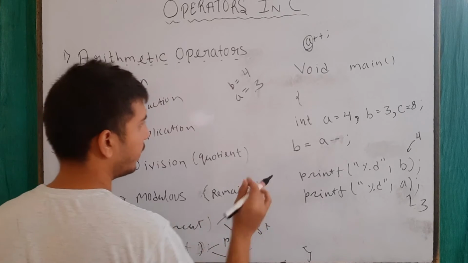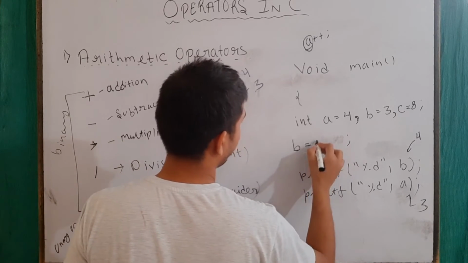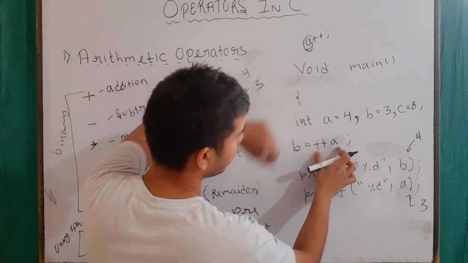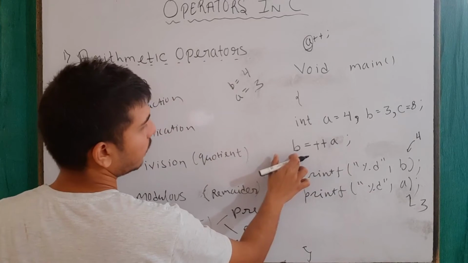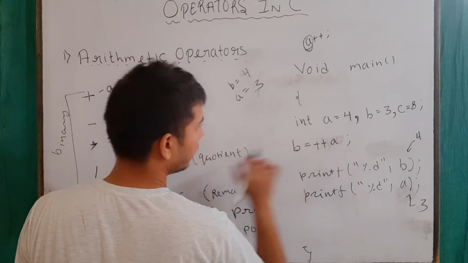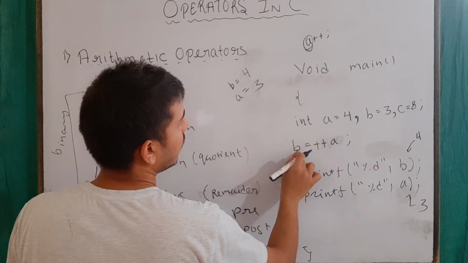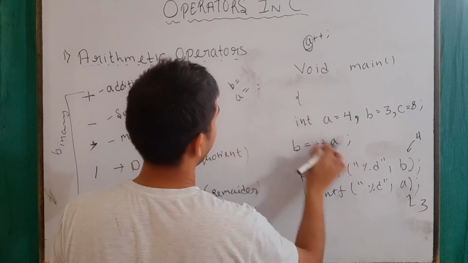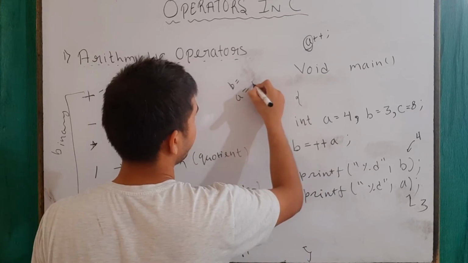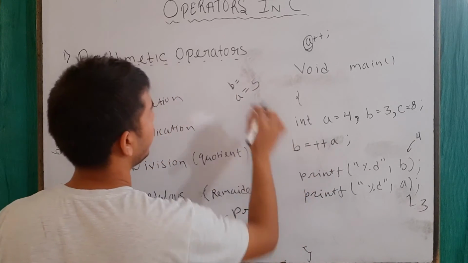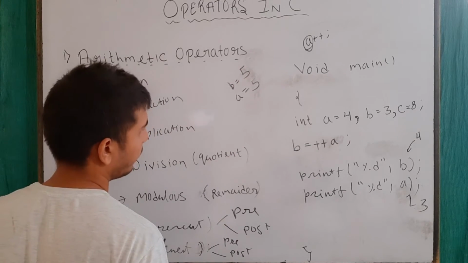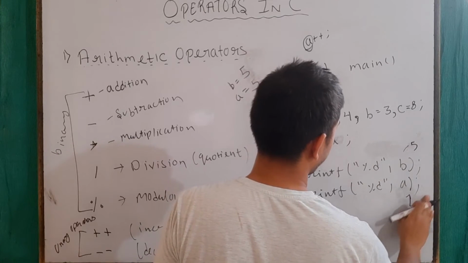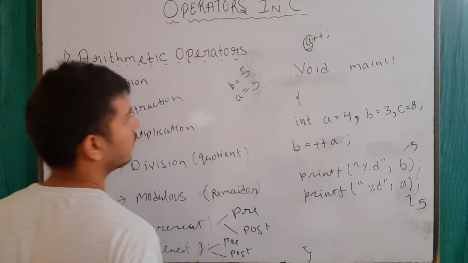Now let's see pre. If I write plus plus a, what will happen? First it will increase the value, then it will assign. So plus plus a will execute first, a will become 5, and then it will be assigned to b, and b will also become 5. So if I see the output now, b is 5 and a is also 5.